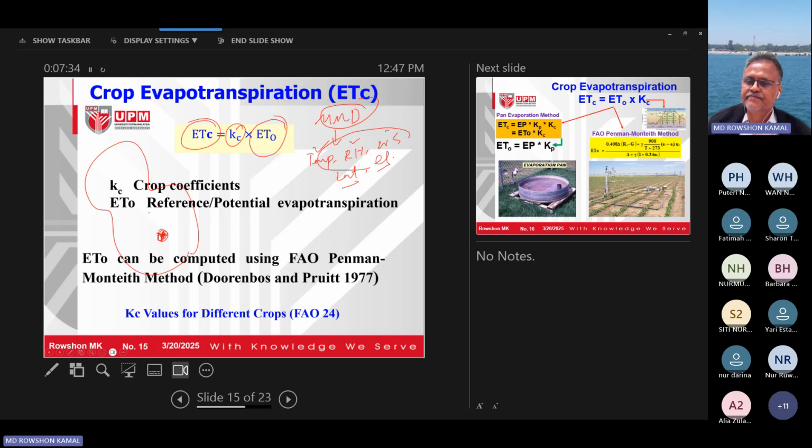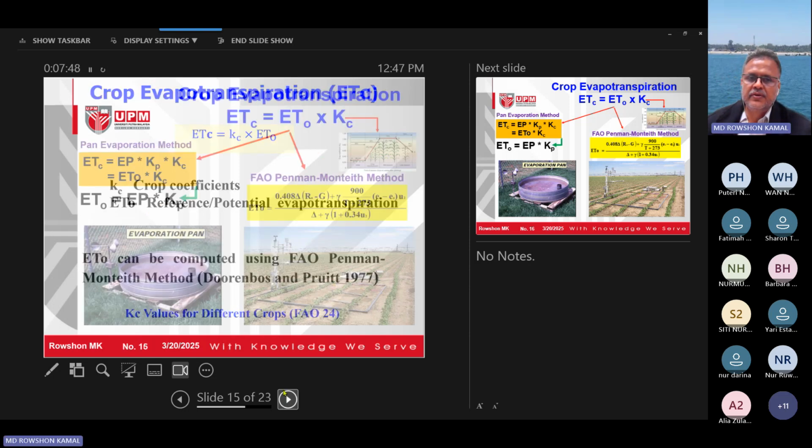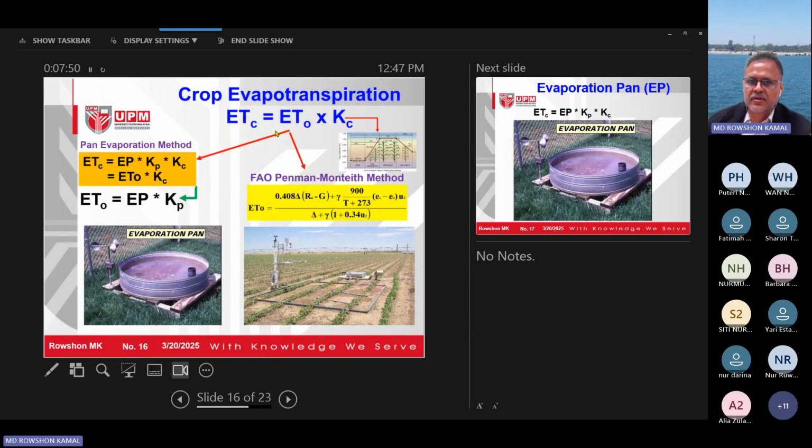So clear now? Yes, sir. I just explained briefly, but in the class I will explain a little bit more, because this one today I am explaining just for your lab practical purpose. Anyway, we have two techniques to determine ETC.